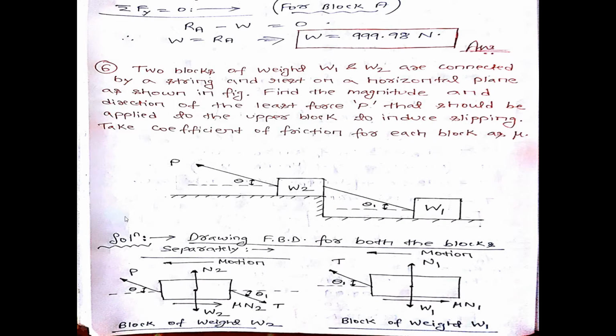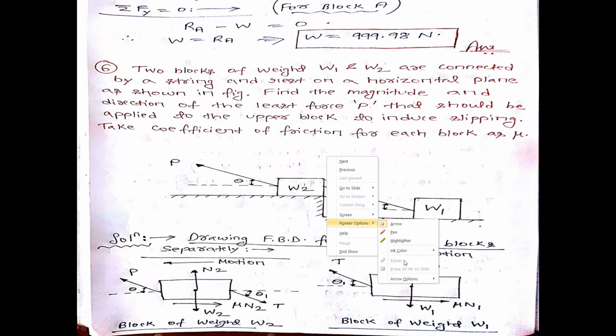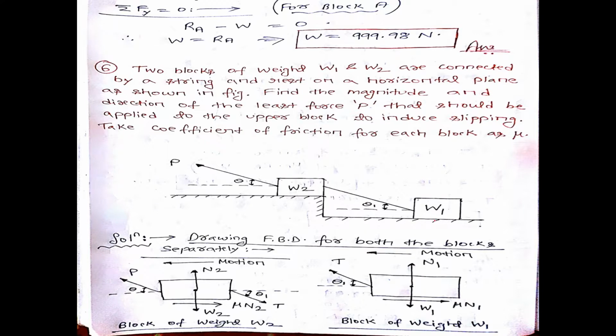Okay, so this is the FBD of the second block. Similarly, I can draw the FBD of the first block also. Let us draw it. Weight of the block W1 acting vertically downward. This block is in contact with this horizontal surface, so the horizontal surface will give a normal reaction to the first block vertically upward, which is nothing but N1.